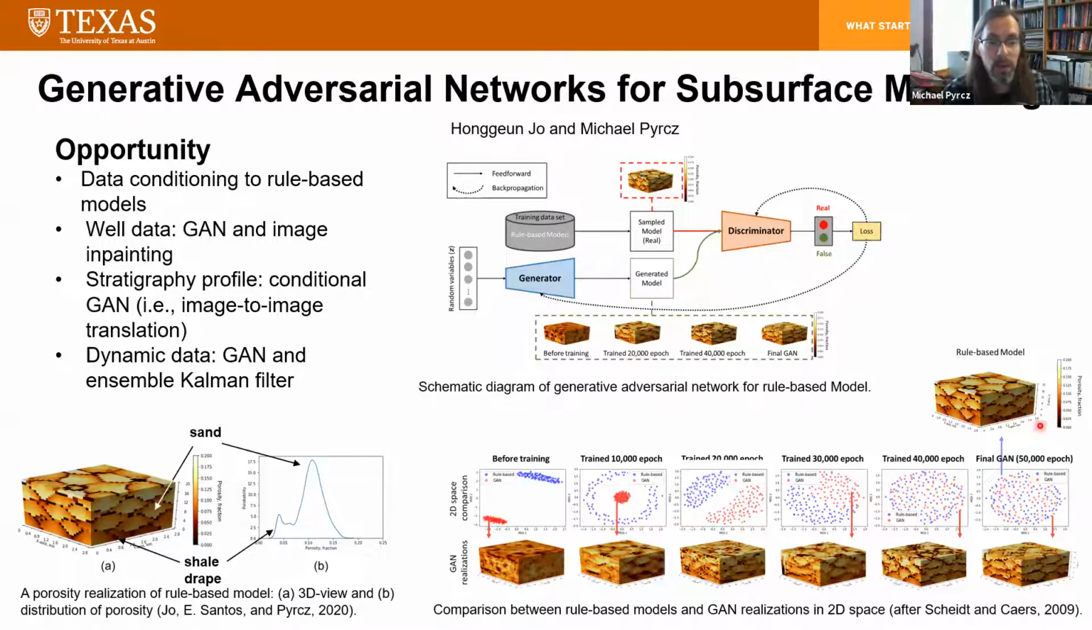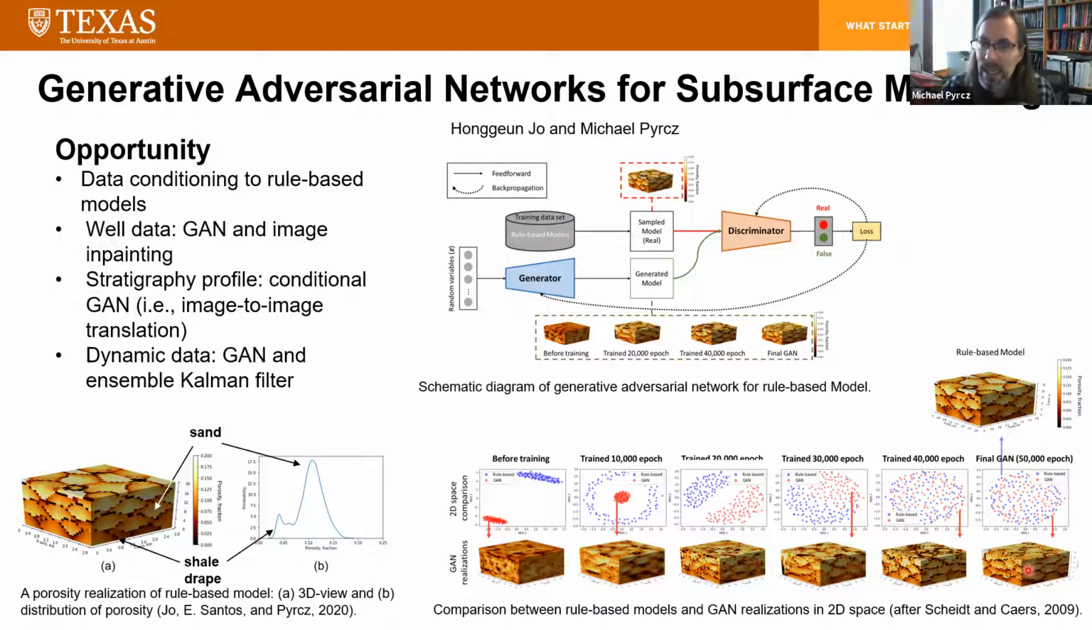Here's an example right here where we show an input model. It's a very simple model for demonstration, compensational lobes with a simple vertical trend within the lobe elements. And then what we show is that we go from a generative adversarial network, which was training initially doing a terrible job. It's just random behavior. And then as we train it up, we get closer and closer to the types of patterns we see within the training models.